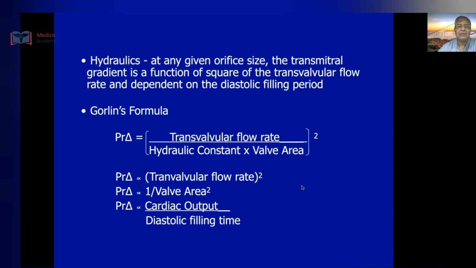So indirectly we can say that the pressure gradient is inversely proportional to the square of the valve area. The pressure gradient is directly proportional to transvalvular flow rate, and you can say that pressure gradient is directly proportional to the cardiac output and inversely proportional to the diastolic filling time.